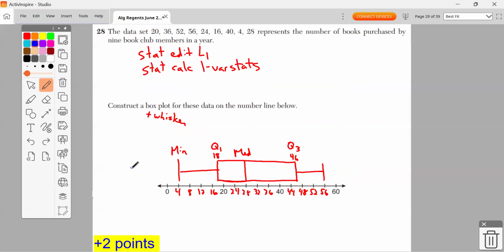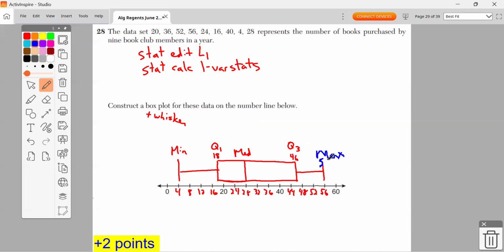In question number 28, the data set represents the number of books purchased by 9 book club members in a year. Create a box plot. A box plot is a box and whisker plot for the data. What you want to do is get your 5-number summary. I forgot to write the word max here. Your 5-number summary is your min, your Q1, your median, your Q3, and your max, all right?